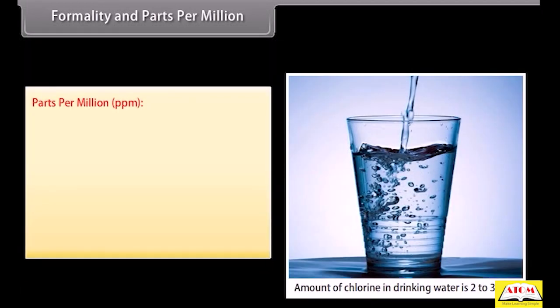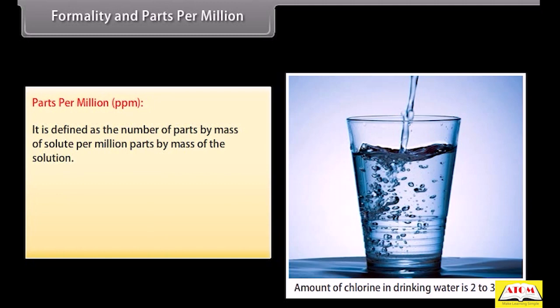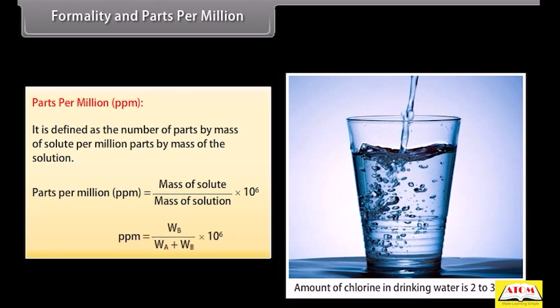Parts per million. It is defined as the number of parts by mass of solute per million parts by mass of the solution. It is abbreviated as ppm. Mathematically, ppm is represented by ppm equals Wb divided by Wa plus Wb into 10 raised to the power 6.